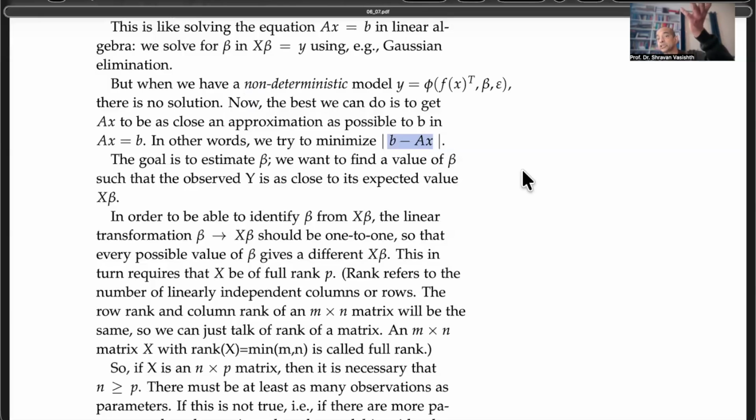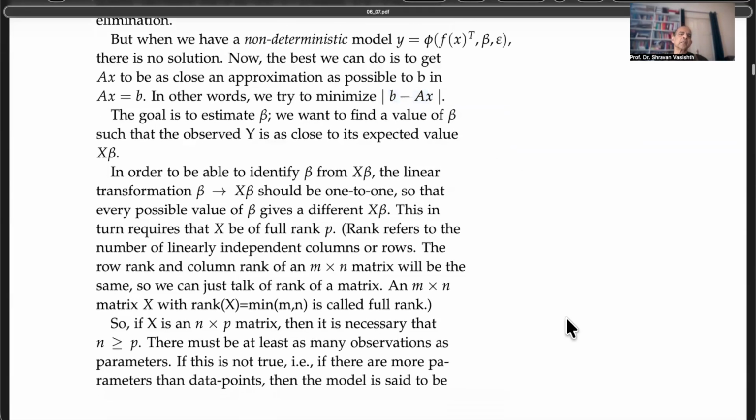This is called the least squares approach to estimating the beta parameters. The goal is to estimate the beta parameters here, and we want to find a value of the vector beta such that the observed y, the vector of data y, is as close to its expected value X beta as possible. Okay, so let's see how this works.